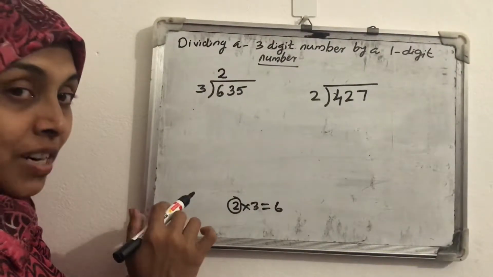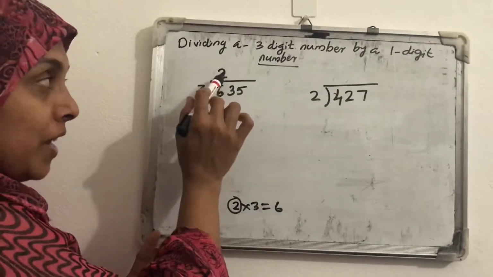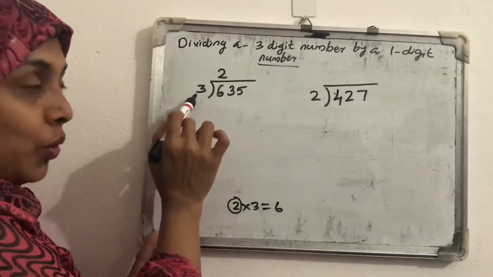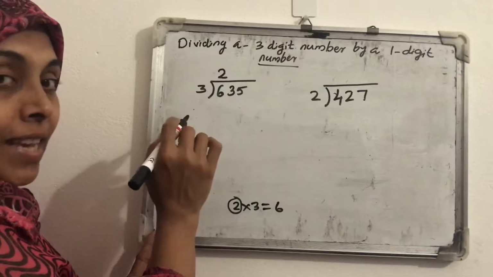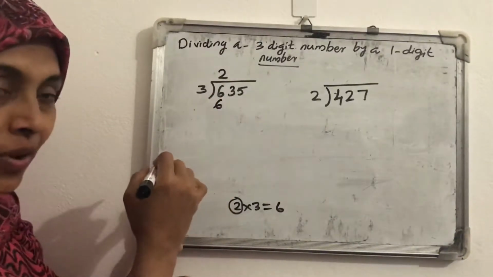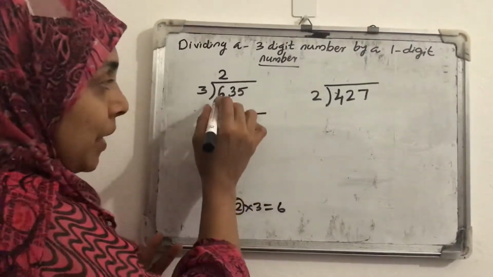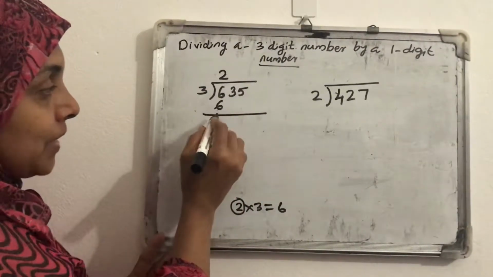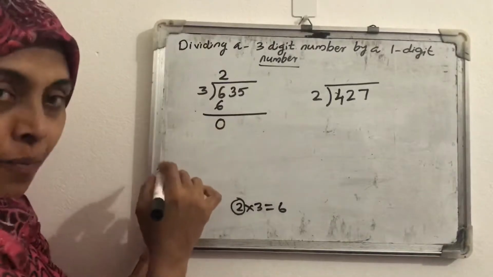Next step will be what? Next, multiply 2 with 3. 2 into 3 is 6. That we write below this 6. Next step, we subtract 6 minus 6. We will get 0.